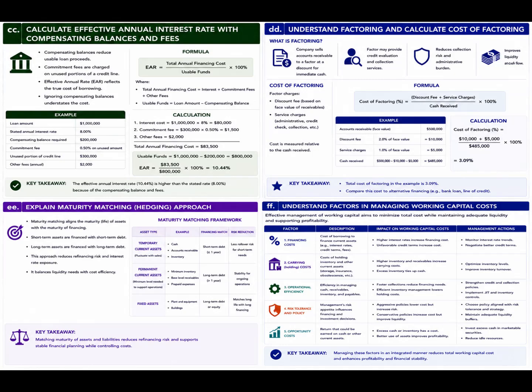Temporary current assets are financed short-term, while permanent working capital is financed long-term. It balances liquidity and cost efficiency. Maturity matching supports stable financial planning and risk management.